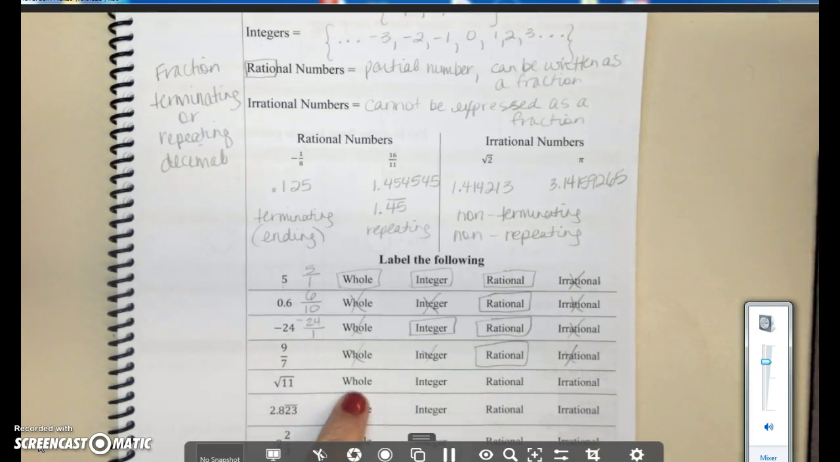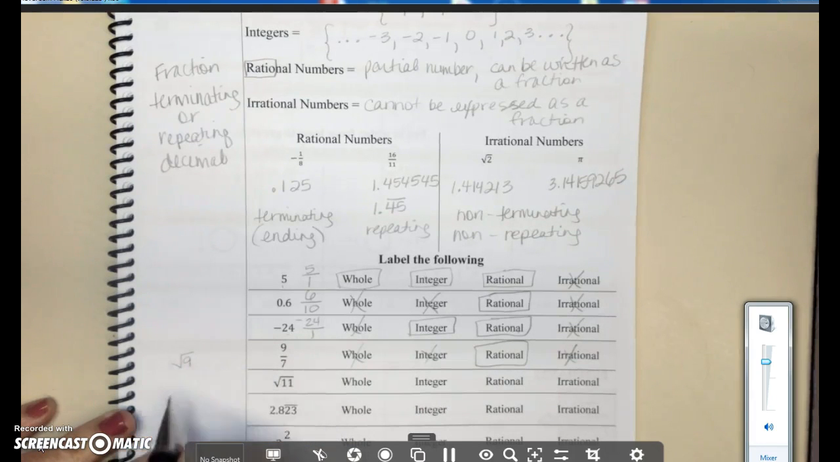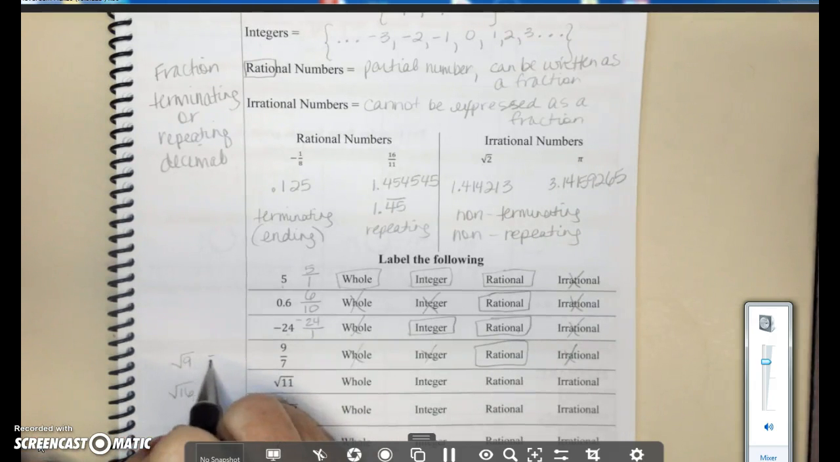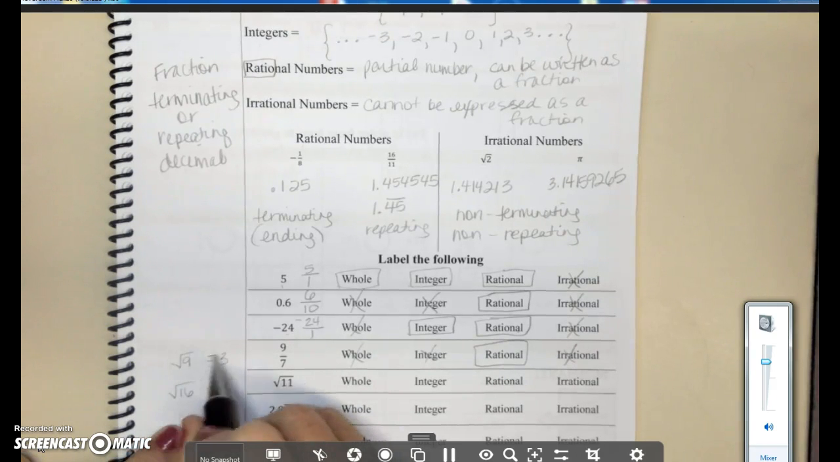Okay, let's try square root of 11. So if you can quickly tell me off the top of your head, let's think about square roots. So let's think about square roots that are really close to that, right? And I know we haven't done square roots yet, but I know you've done them before. So what number multiplied by itself equals 9? And that would equal 3. What number multiplied by itself gives you 16? That would be 4. So square root of 11 is somewhere in here, but we don't know where it is.